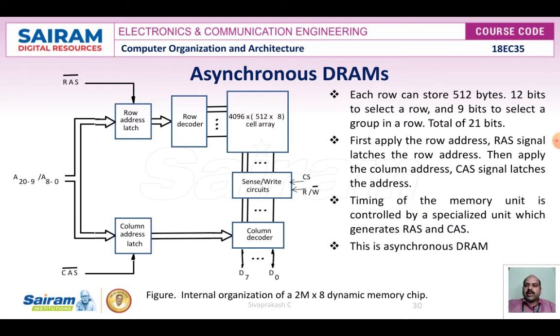The higher order 12 bits and the lower order 9 bits of the address constitute the row and the column address of the byte, respectively. To reduce the number of pins needed for external connection, the row and the column addresses are multiplexed on 12 pins. During a read or write operation, the row address is applied first. It is loaded into the row address latch, and this is called RAS bar.